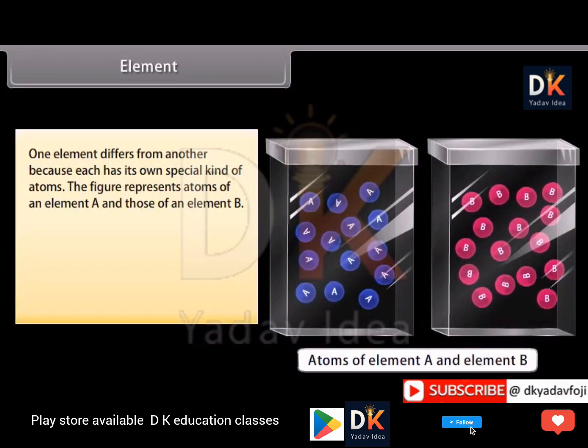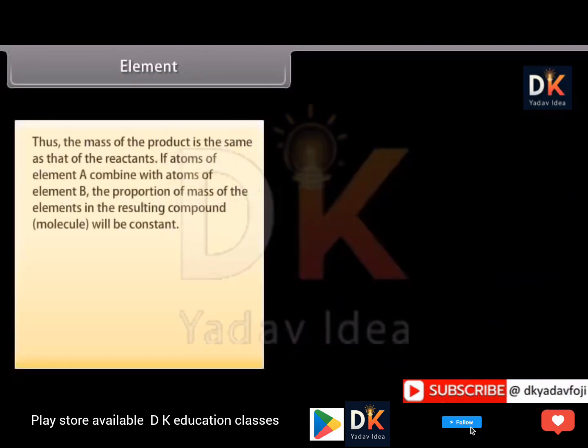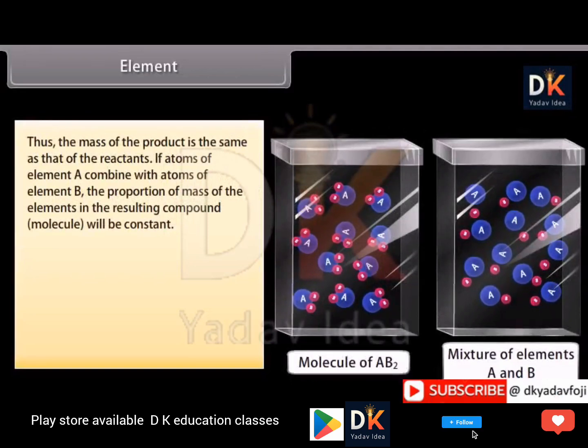The figure represents atoms of an element A and those of an element B. An element cannot be broken down into simpler substance because its atoms are indivisible. When two elements combine, atoms are neither created nor destroyed. Thus, the mass of the product is the same as that of the reactants.